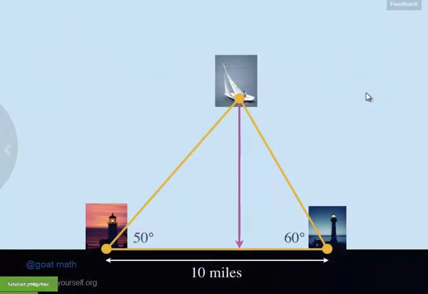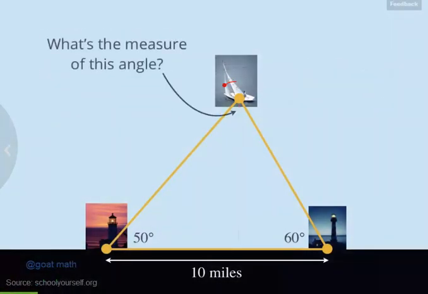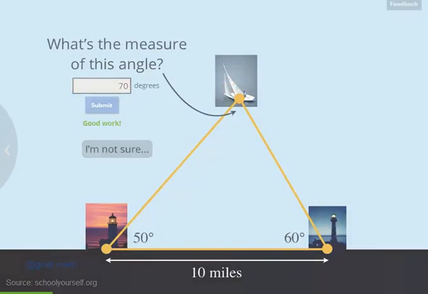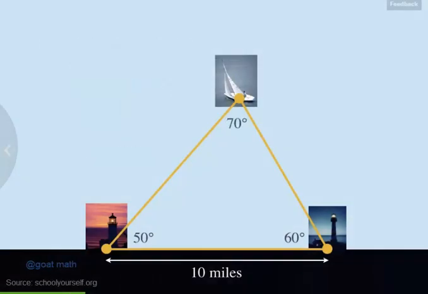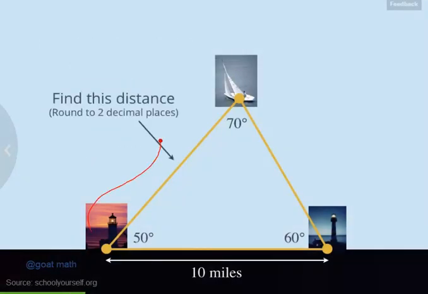Okay, great. To get started, why don't you first find the measure of this angle up here? If you're not sure what it is, click down here instead. Right, this angle is 70 degrees. Next, try finding the distance of this side of the triangle, rounding your answer to two decimal places.